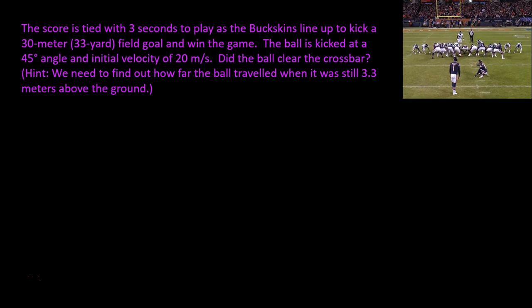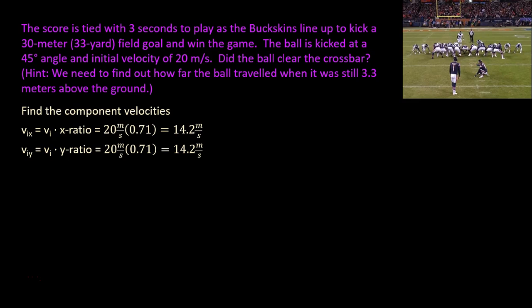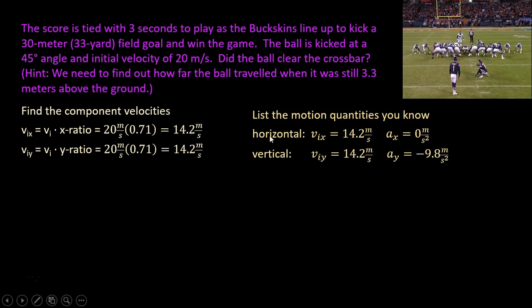So we need to find out how far the ball has traveled horizontally when it is still 3.3 meters above the ground. So let's follow our process. First, we want to find the component velocities. So we go to our unit circle or our trig functions and we use an angle theta of 45 degrees and we find out our horizontal and vertical components. Then we list what we know.